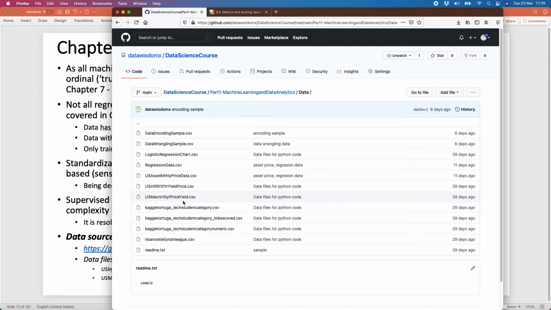And we'll be using a couple of these files. So we'll point out what these files are.